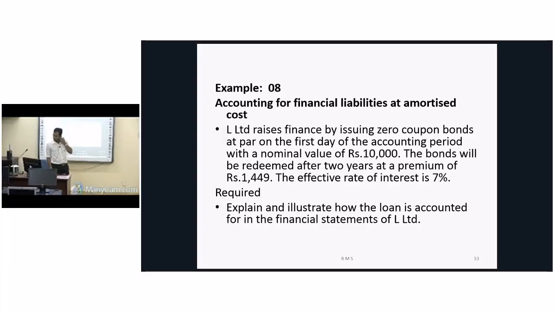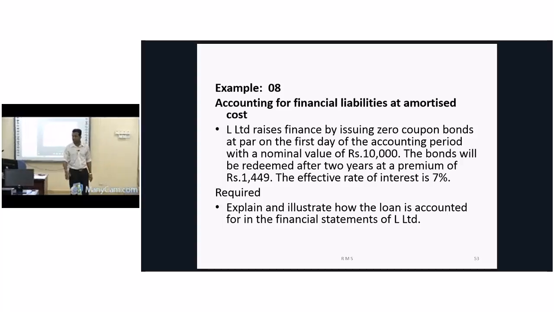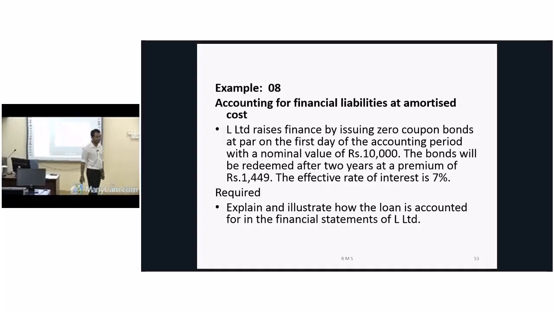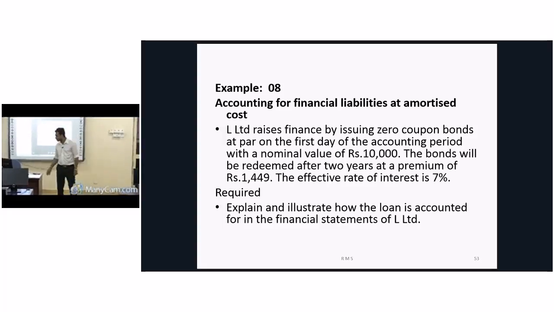Of A Limited. It's a financial liability they have. They issue a loan. So how do you account for this? What is the initial double entry for this one? Cash debit, financial liability credit. They issue it, it's a liability, they get cash, so cash debit and financial liability credit, initial one.